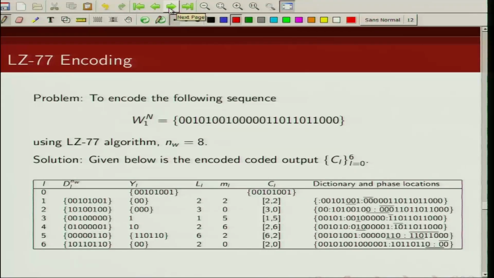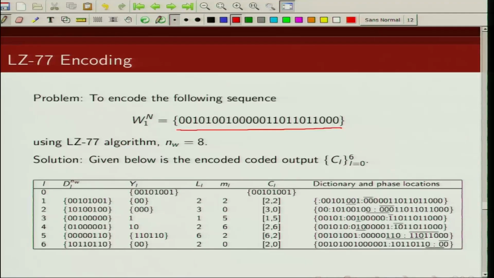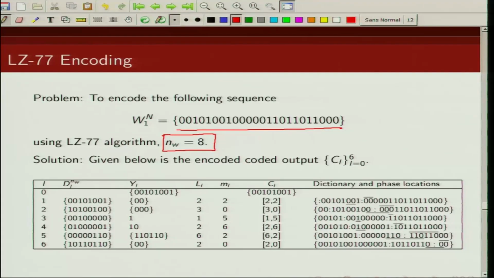So let us take an example to illustrate what we have said so far. We have a sequence of binary bits which I want to encode using the Lempel-Ziv 77 algorithm, and it is given that the dictionary size is 8. So what is the first step? The initial code word is nothing but the first NW symbols. At L equal to 0, I look at the first 8 symbols, 1, 2, 3, 4, 5, 6, 7, 8. This is my initial contents of the dictionary, which I am writing here. So the 0th code word is nothing but these NW bits. So the receiver now has this dictionary.